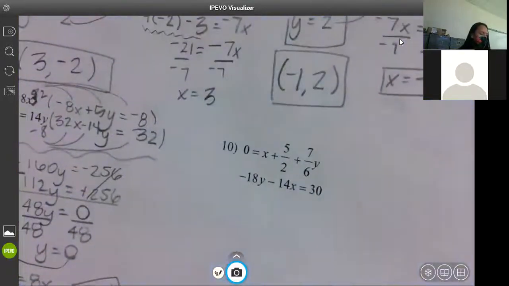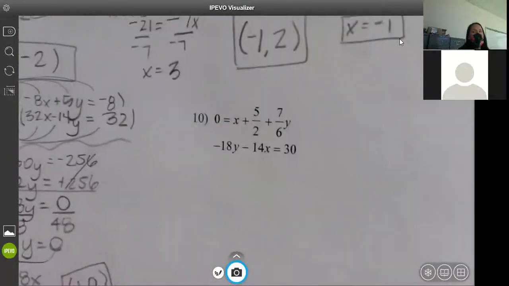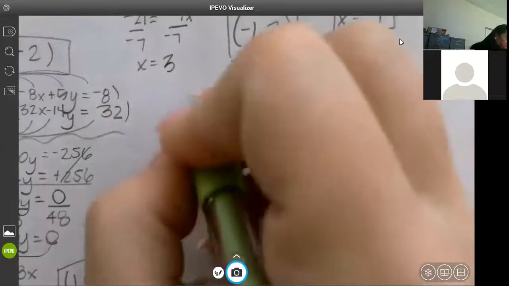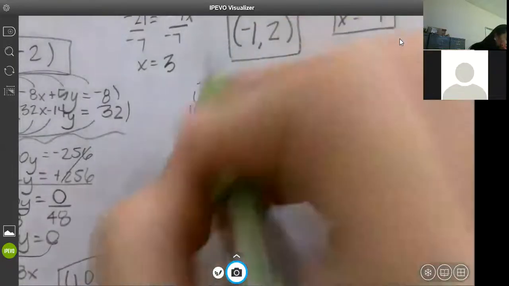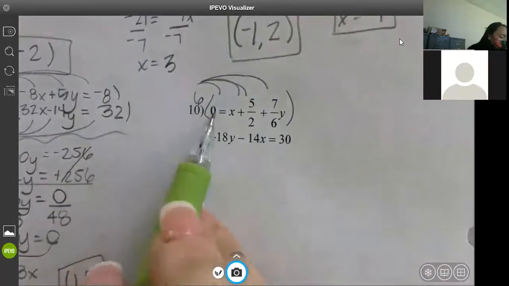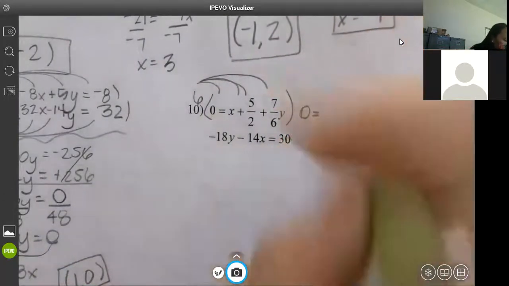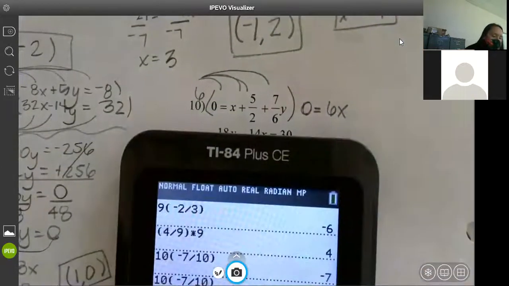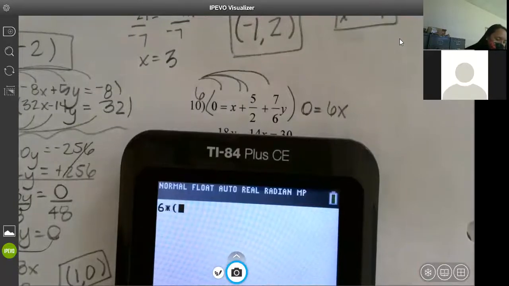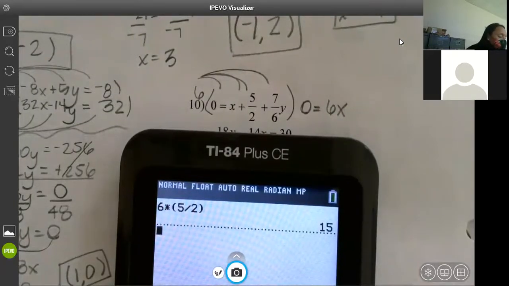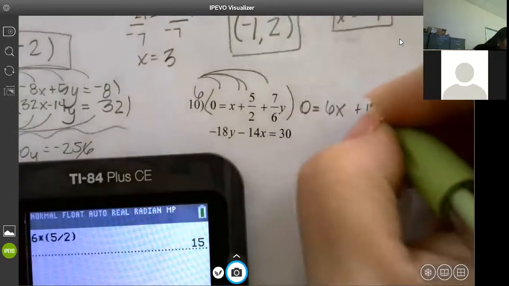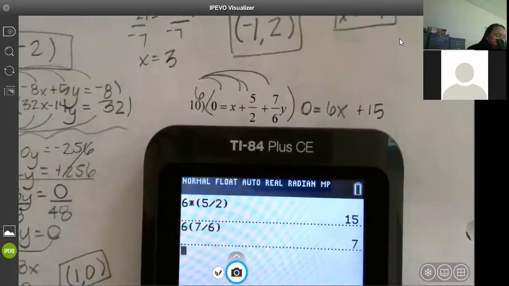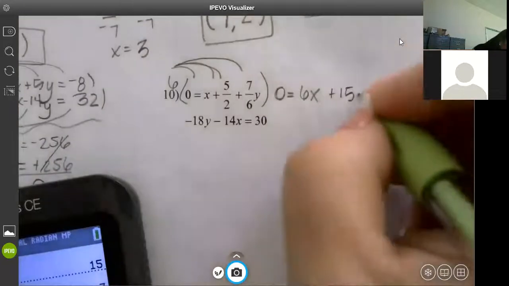We just have 2 more to look at, and then you can work on your other stuff. What number do I multiply on number 10? 6, your biggest one. Then you distribute it in. This one has quite a bit of distributing. It has 4. 6 times 0 is 0. 6 times x is 6x. If you put it in your calculator, 6 times 5/2 gives you 15. And then 6 times 7/6 gives you 7. And that one has a y with it.